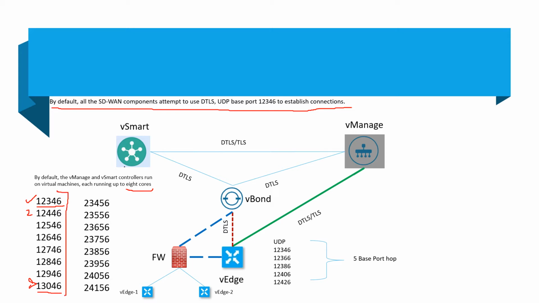Similarly, if I change the protocol from DTLS to TLS, the port gets changed. So these are the TCP ports. My first TCP port is going to be 23456 for my first vCPU. And similarly for the eighth, it is going to be 24156. So it will depend on where that particular connection is being terminated.